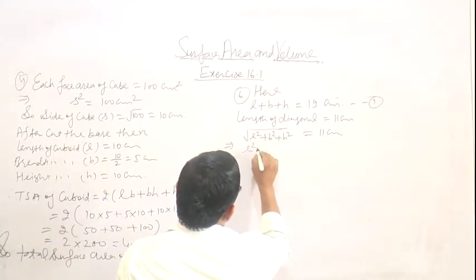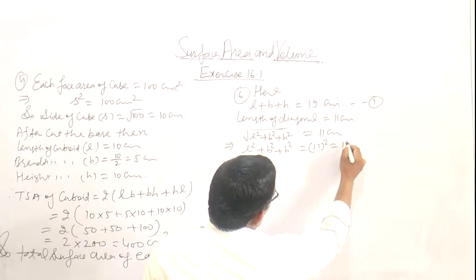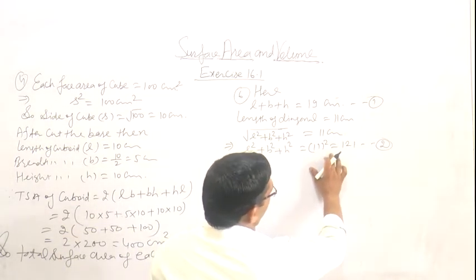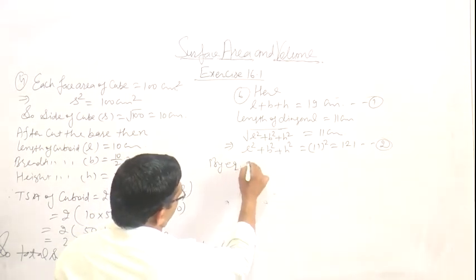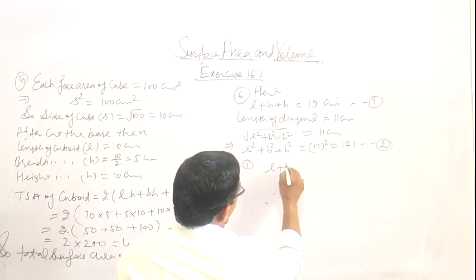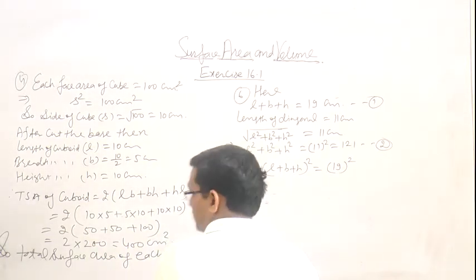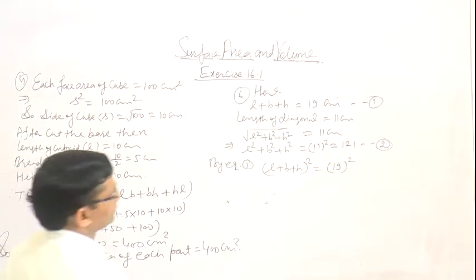By squaring both sides, L square plus B square plus H square is equal to 11 square, that is 121. Okay. By equation first, by squaring both sides, we get L plus B plus H whole square is equal to 19 square.